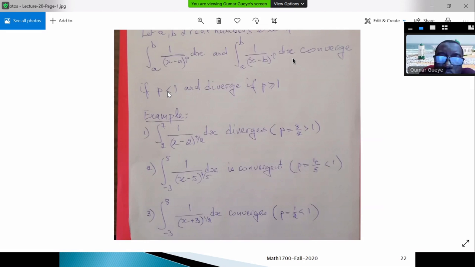Now don't mix up the two tests, because the first test that we've seen last week was for the first type of improper integral. The first type of improper integral is when you have infinity. Here you see you have two real numbers, a and b. That's why it's different.